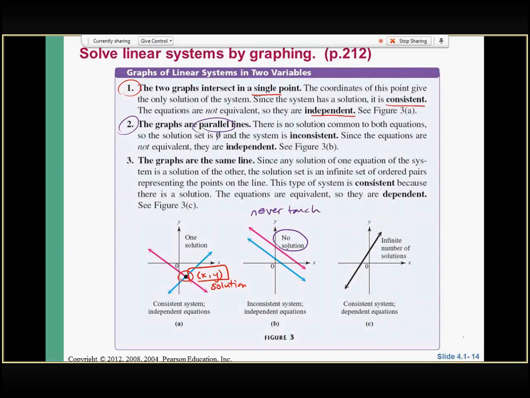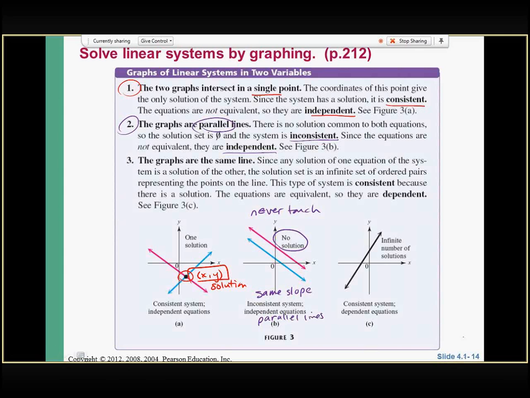So if they never touch, there's no solution, but that system is inconsistent and the equations are independent. So they have the same slope because they are parallel. Never touch, same slope, parallel lines.